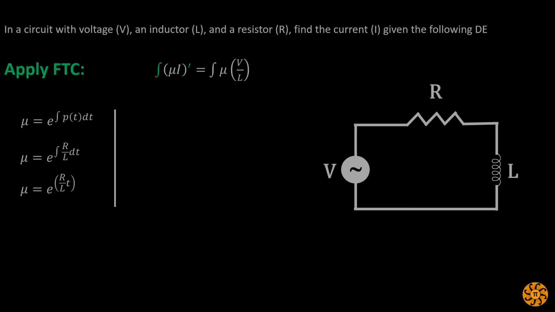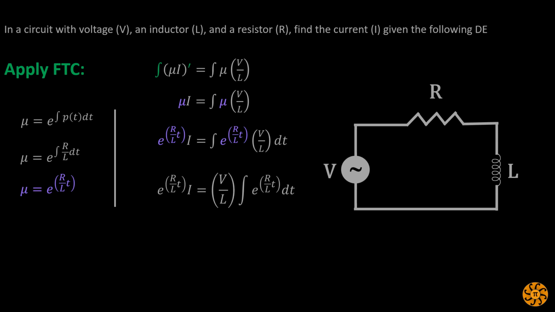We can now integrate both sides and apply the fundamental theorem of calculus, which states that the integral of a derivative of some function is just that function, leaving us with mu times I. Next, we substitute in an expression for mu. V over L in this expression is just a constant, so we can extract it from the integral and integrate. We are left with this equation after integrating.